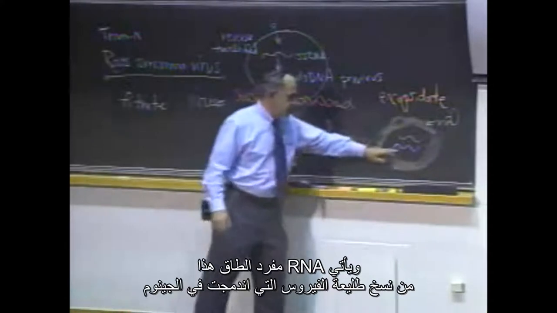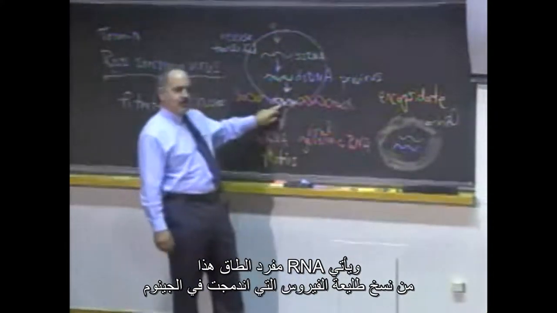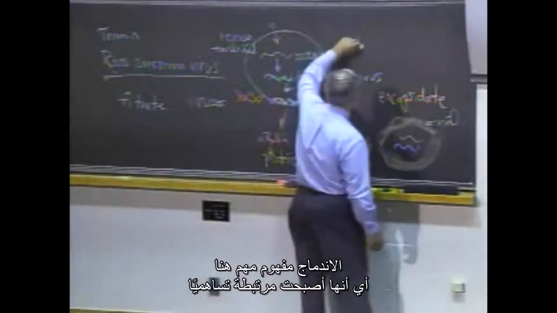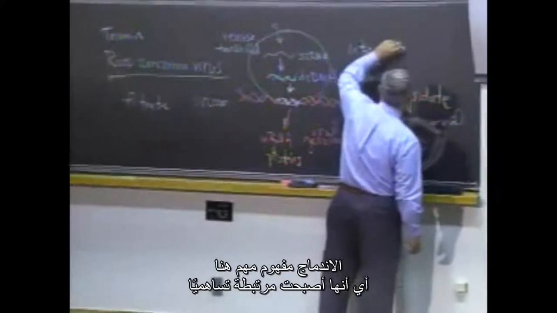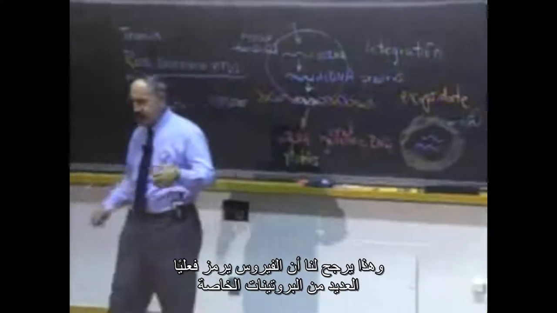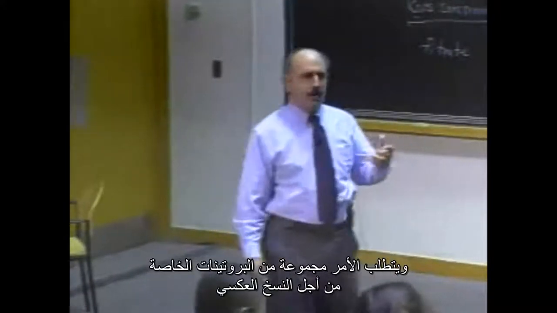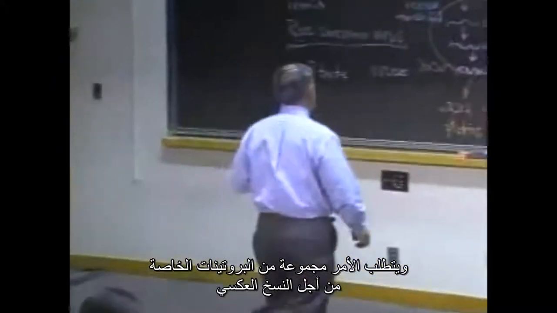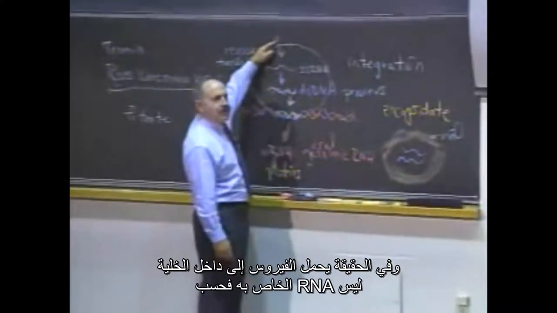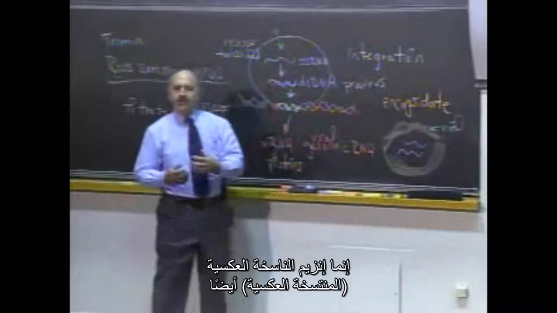And this single-stranded RNA comes from the transcription of the provirus that has now been integrated into the genome. Integration is an important concept here, i.e. it becomes covalently linked. And this suggests to us that the virus actually encodes several specialized proteins. One set of specialized proteins is required for the reverse transcription. And in fact, the virus actually carries with it into the cell not only its RNA, but also reverse transcriptase.